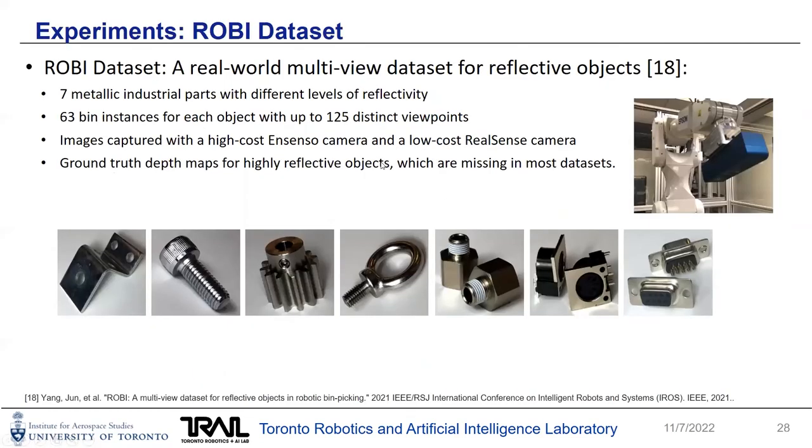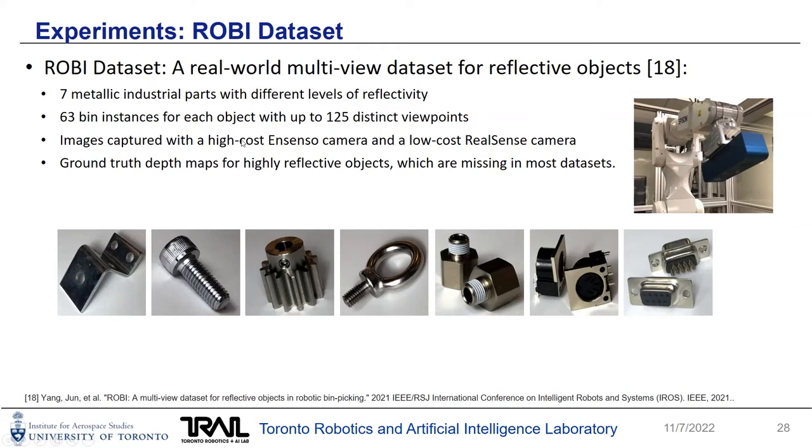Okay. So for experiments, before we jump into the evaluation results of our approach, we want to present the dataset we are using. To demonstrate the advantage of our work, we actually collected our own dataset. It's an RGB dataset, the reflective object and bin dataset. The professor gave it a very nice name. This data is publicly available on our website.